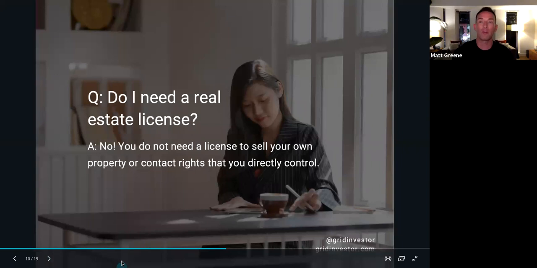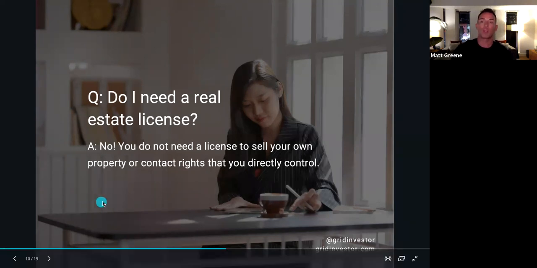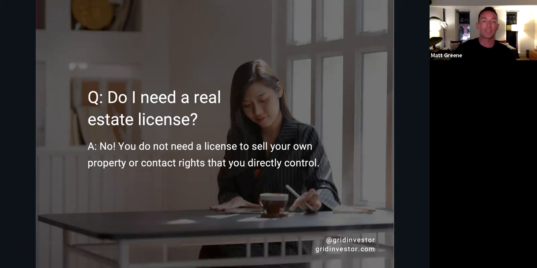Do you need to have a real estate license to assign a contract? The answer is no. Again, if you haven't done it before, it's probably a good idea to consult with a licensee or an attorney, but you don't need a real estate license to do this. You will want to consult with an attorney or real estate agent to get a contract that is valid.